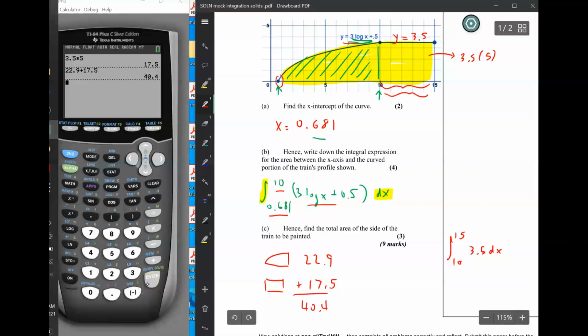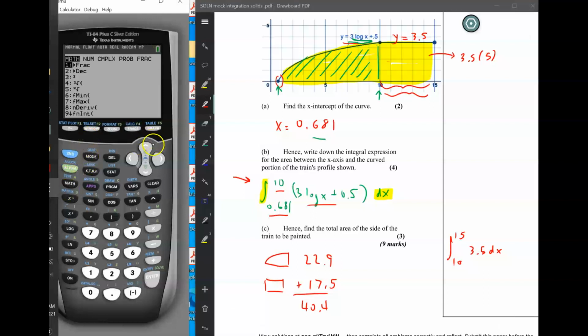Okay. Now let me show you the other method of figuring out this integral here. So the way you would do that is you would go to math, and then you would go to number 9, which is the function integral, and then you would just fill in the boxes here. So 0.681 and 10. And inside the function, I would put 3 log x plus 0.5.